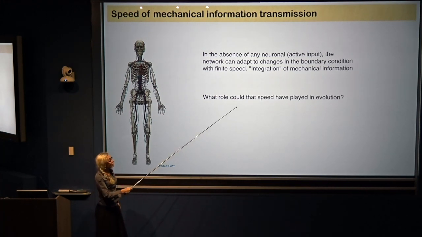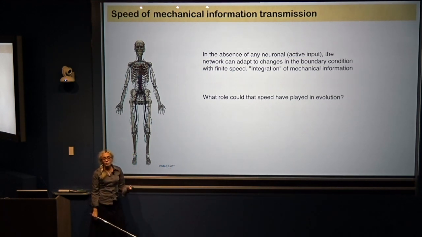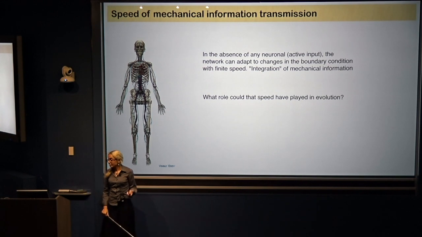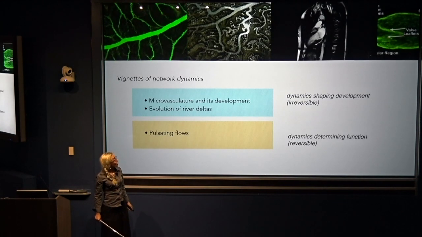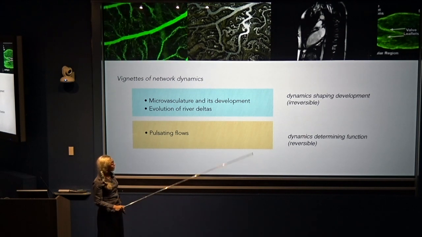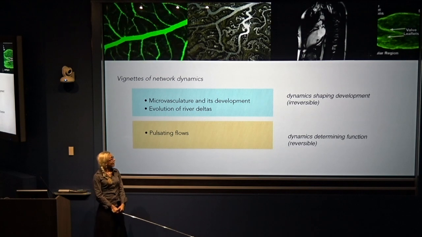Now, what role could this speed of mechanical information transmission have played in evolution? This is, again, another very interesting question. So I'm reaching very quickly the end of my talk. So this is a summary, I would say.